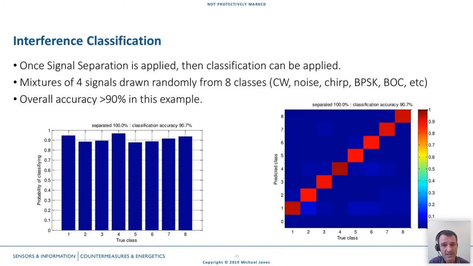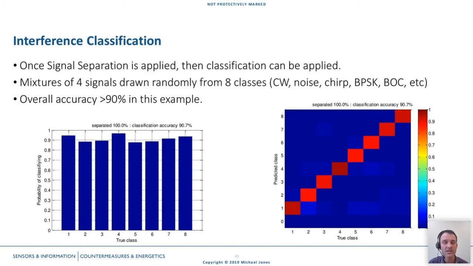And another way of viewing that is the diagram on the right, which is called a confusion matrix, which is sort of plotting the true class along the bottom against the predicted class up the side. So that's showing that we can very accurately pick out individual jammers from multiple jammers all jamming at the same time.